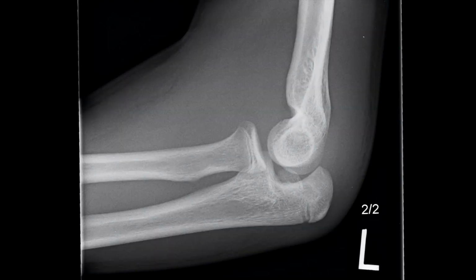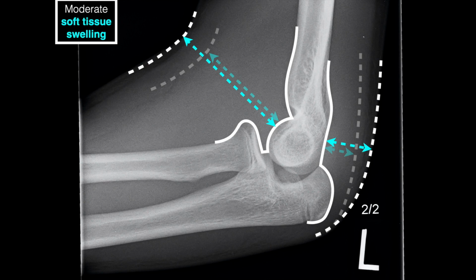So here we have a lateral view of the left elbow. The first thing I'd like you to notice is that there's moderate soft tissue swelling.